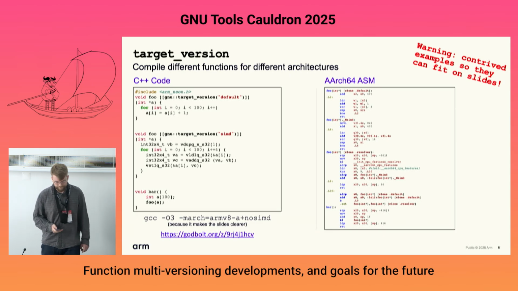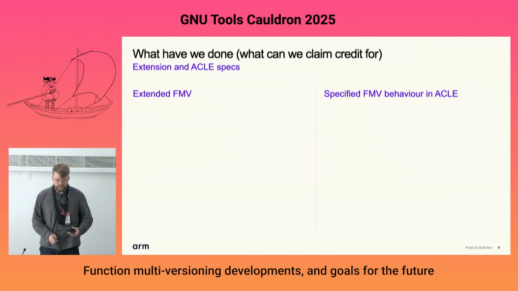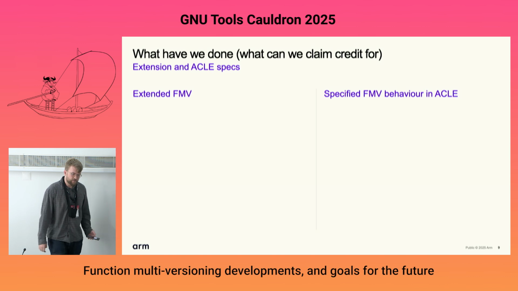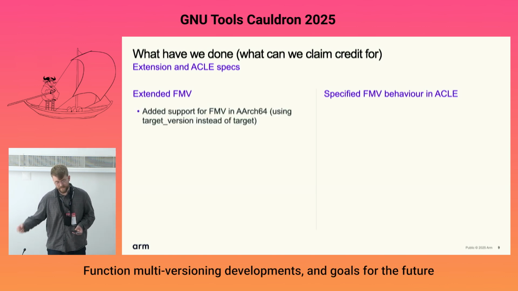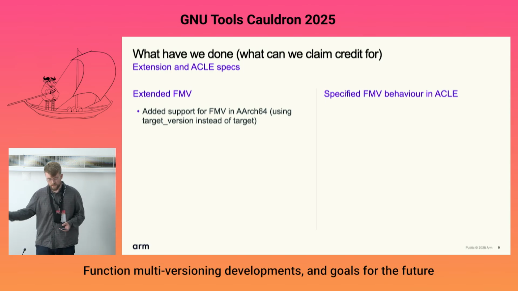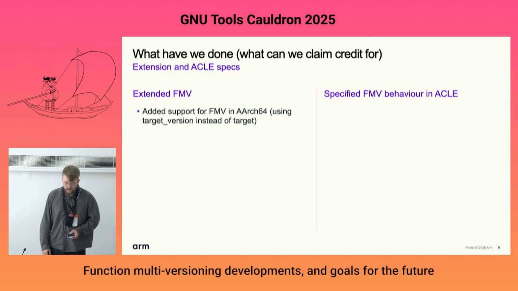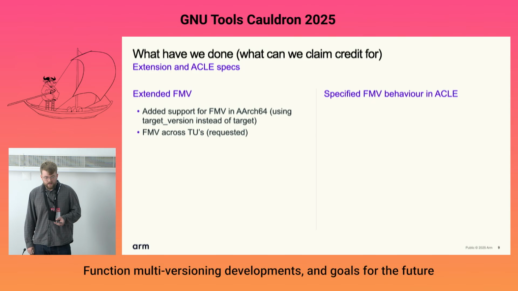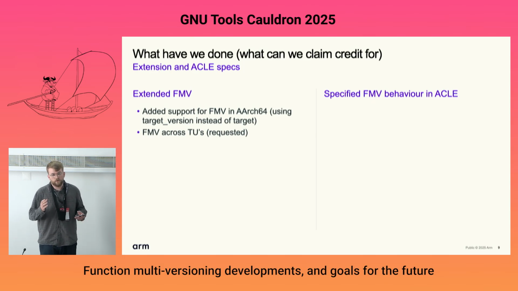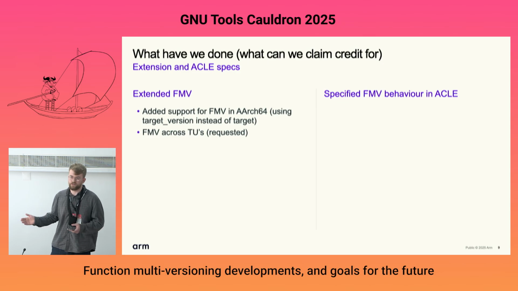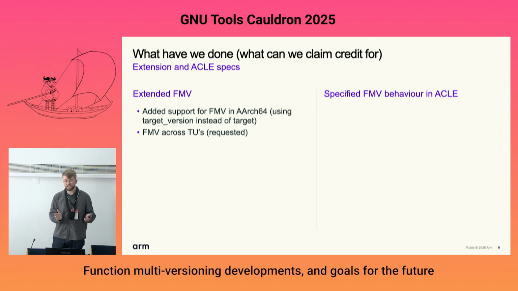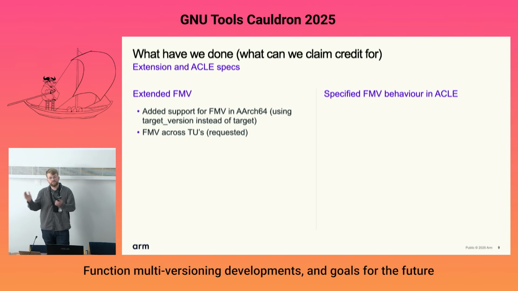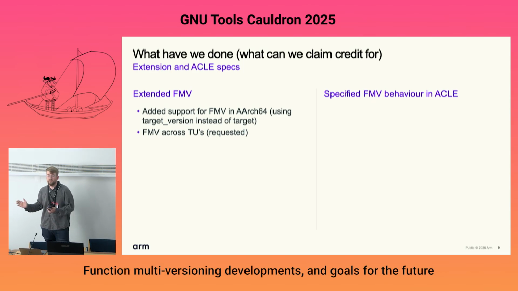Okay, so that's what functional multi-versioning is, but what have we actually done and can claim credit for? So the first thing is we added support into AArch64 using target version instead of target attribute. There's a big request from some of our clients we speak to to support functional multi-versioning across translation units. Specifically, they wanted to be able to have the main logic of their project untouched, and the alternative versions for different extensions in a different file.